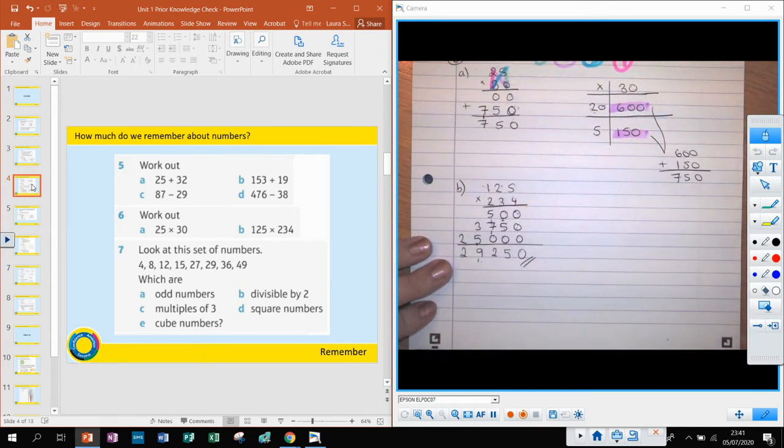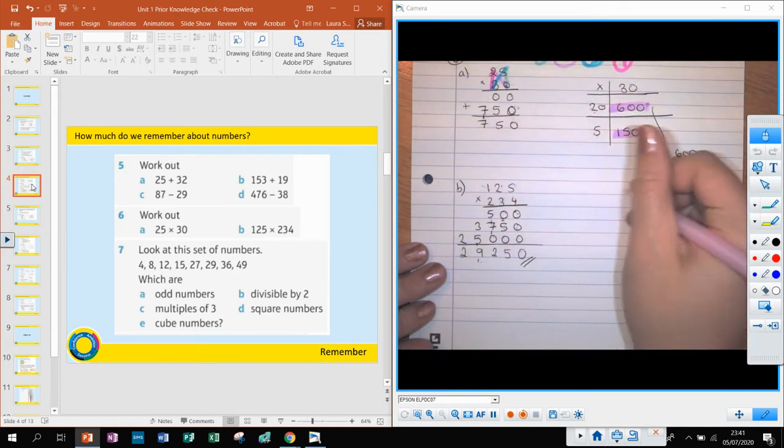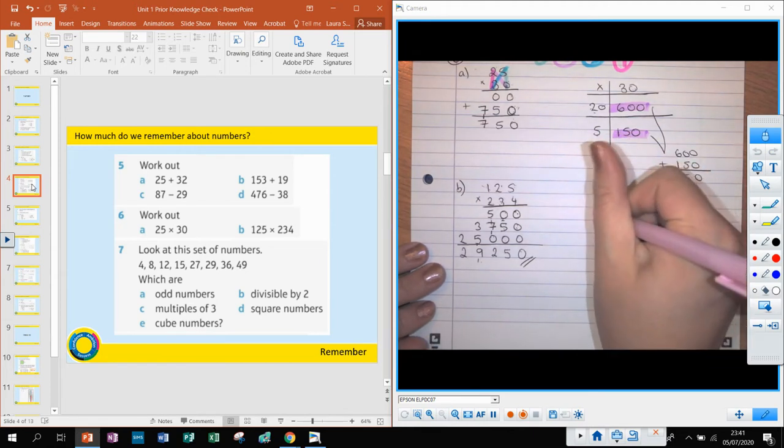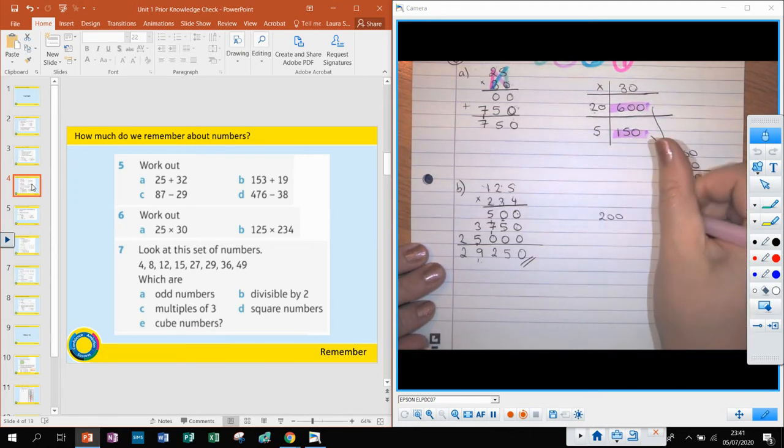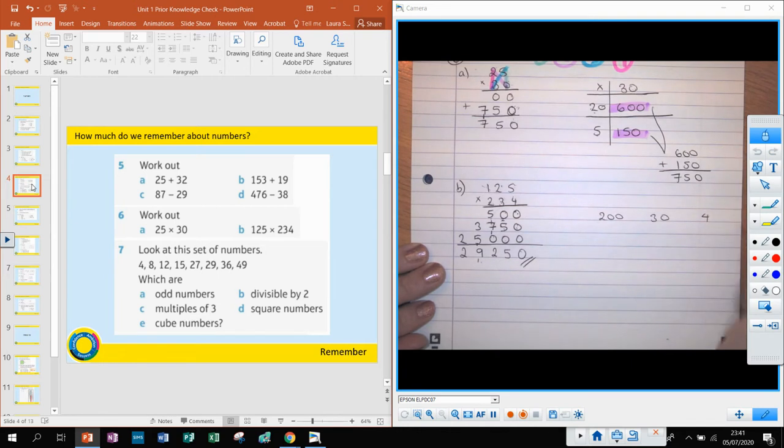We can also do the grid method. We're going to have to split them up into their place values. So we're going to have a 200, a 30, and a 4.